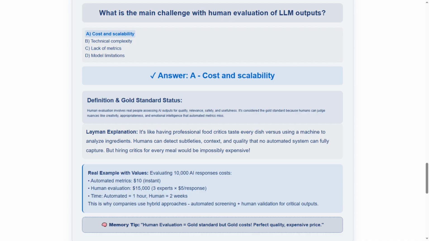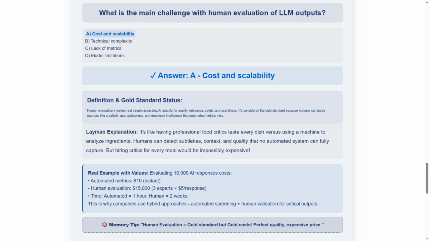Let me read the complete definition and explain its gold standard status. Human evaluation involves real people assessing AI outputs for quality, relevance, safety, and usefulness. It's considered the gold standard because humans can judge nuances like creativity, appropriateness, and emotional intelligence that automated metrics miss. Humans catch what machines cannot. The layman explanation is straightforward. It's like having professional food critics taste every dish versus using a machine to analyze ingredients. Humans can detect subtleties, context, and quality that no automated system can fully capture. But hiring critics for every meal would be impossibly expensive.